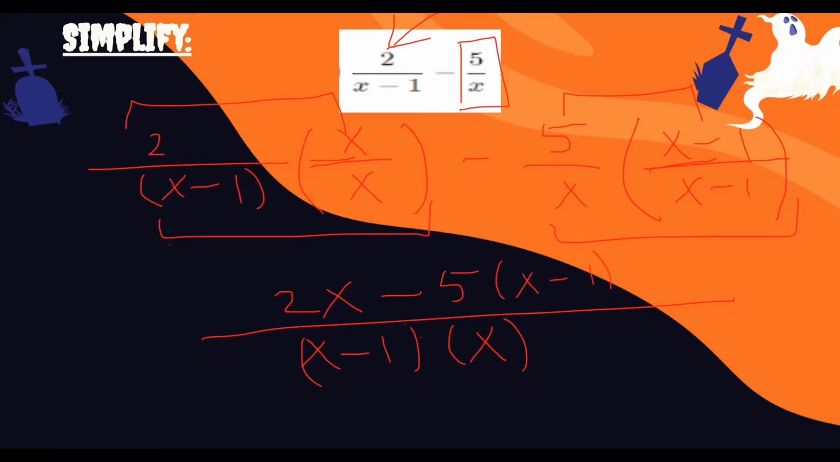Okay, so when you do that, what happens? Now you have to simplify. And how do you simplify? Well, you distribute. Negative 5 times x is negative 5x. Negative 5 times negative 1 is just positive 5.